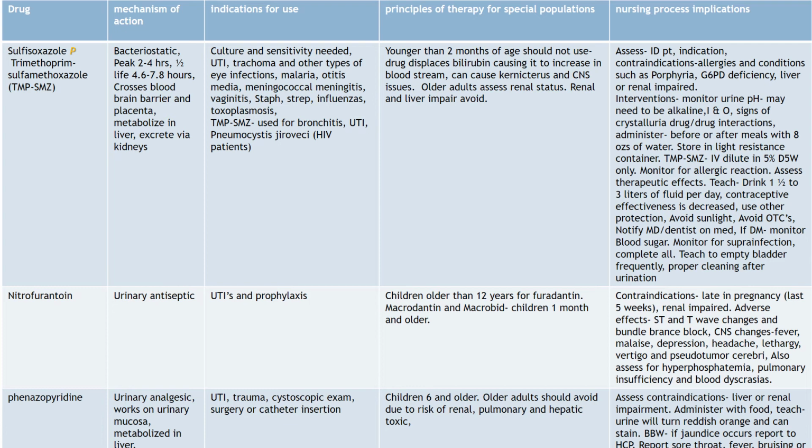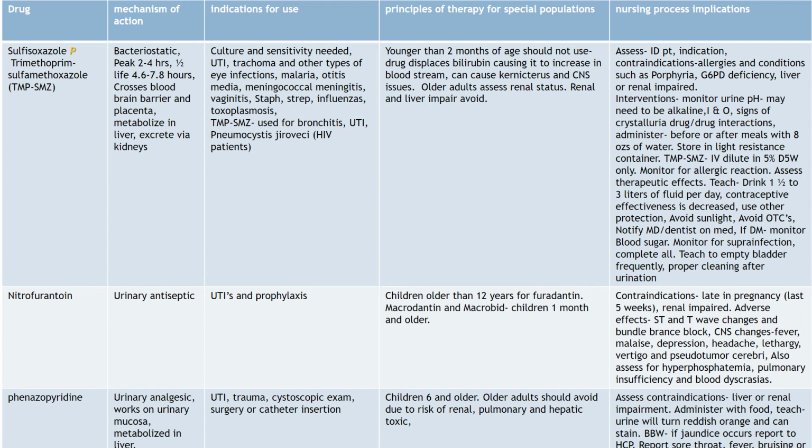Phenazopyridine is your next one, and that is a urinary analgesic and works on the urinary mucosa, and it is metabolized in the liver. So again, when we see that, we know we need to be watching liver function. And it's used for UTI, trauma of the urinary genital area, cystoscopic exams, and sometimes catheter insertion.